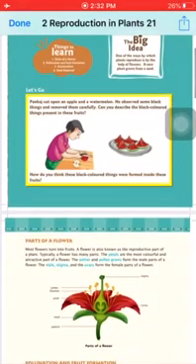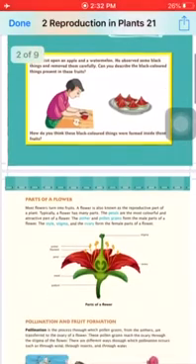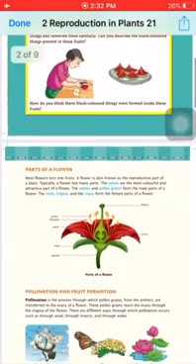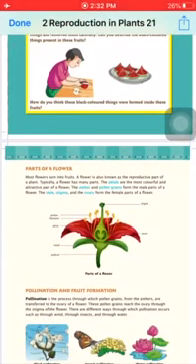How do you think these black colored things were formed inside these fruits? Means how the seeds are formed inside the fruit. So this process is taken by pollination. So the pollination we can read in this chapter further. First of all, parts of a flower.